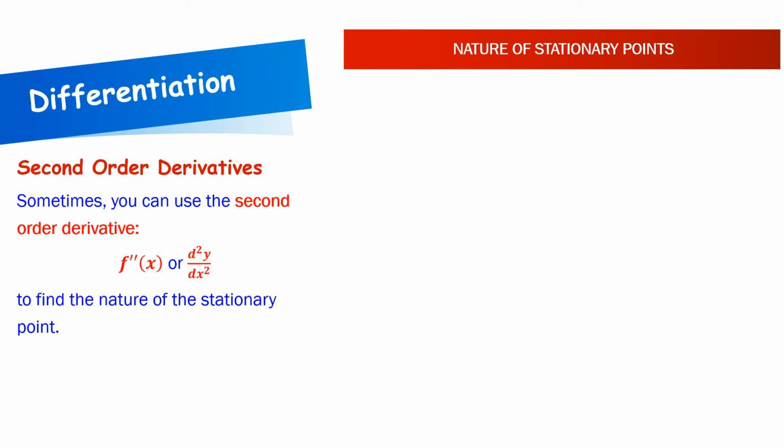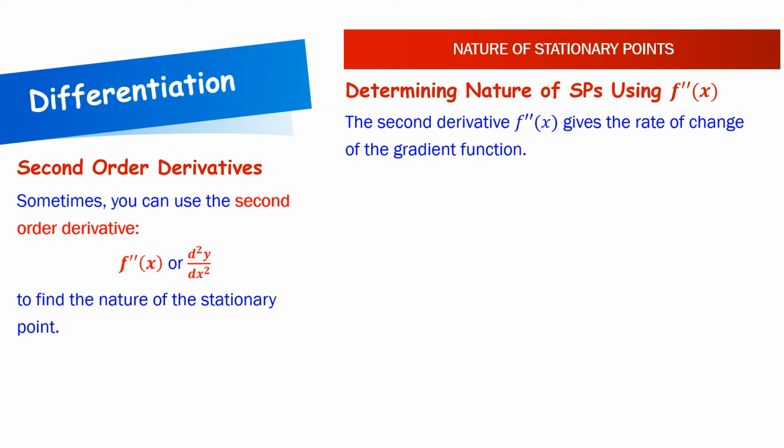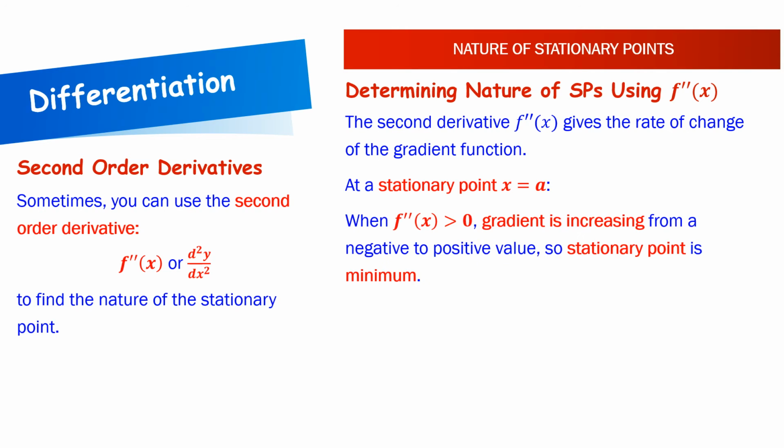Sometimes you can use the second order derivative f double dash of x, or d2y/dx squared, to find the nature of the stationary point also. How do we do this? The second derivative f double dash of x gives the rate of change of the gradient function. At a stationary point x equals a, when f double dash of x is greater than 0, then the gradient is increasing from a negative to a positive value. So the stationary point is a minimum.